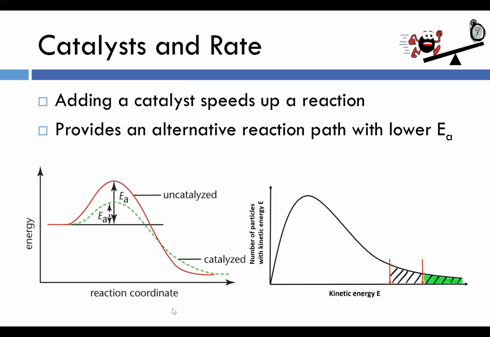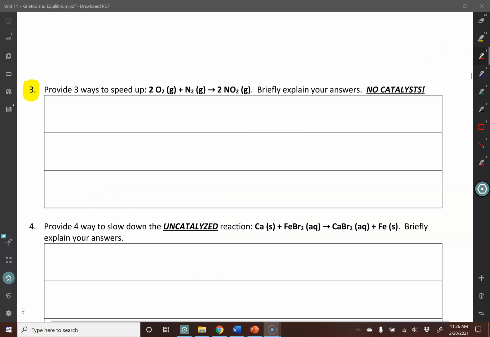So that wraps up our 6 different factors affecting rate. We can use temperature, pressure, surface area, concentration, nature of the reactants, and catalysts to impact the rate of a reaction. Let's look at a practice problem and try to put these different concepts to work.